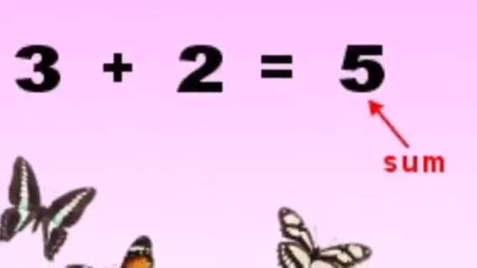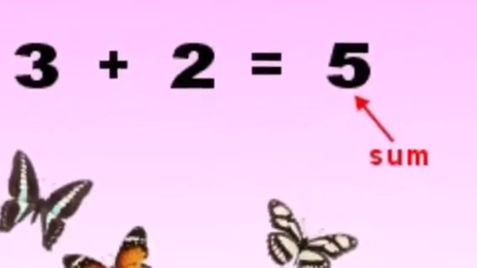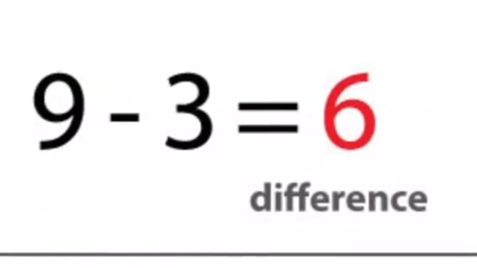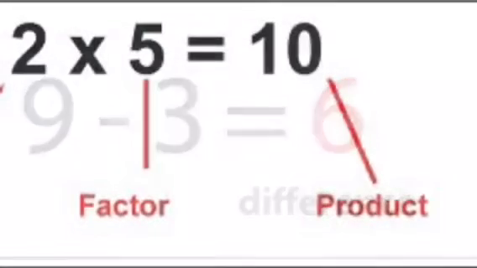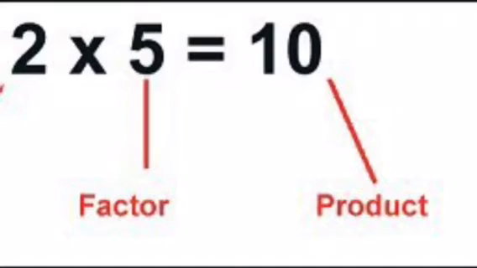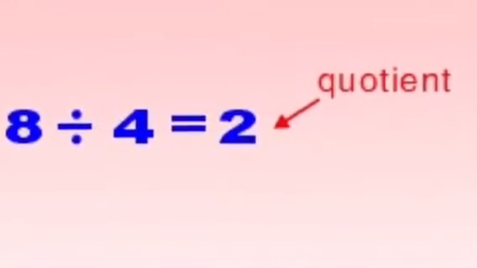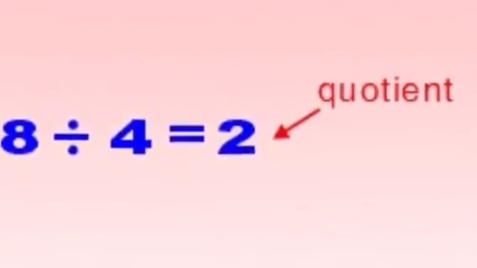In math, the sum is the total of the added numbers. The difference is what's left after you subtract numbers. The product is what you get when you multiply numbers. And the quotient is what you get when you divide numbers.